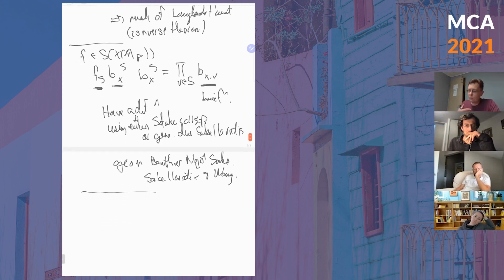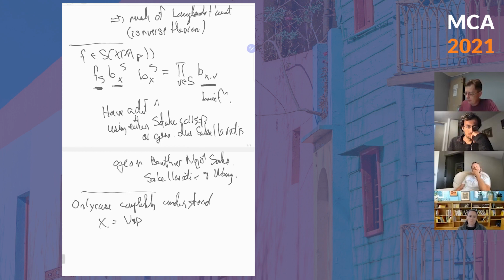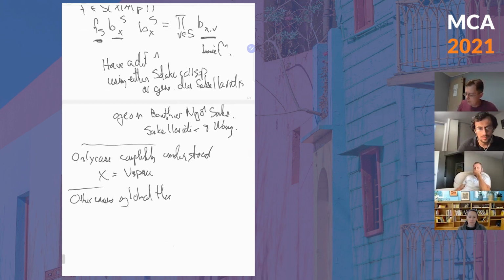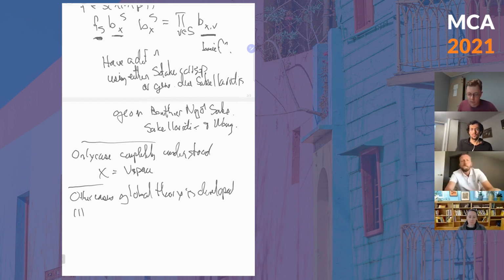Let's see in what sort of cases we know something globally. We actually know the Poisson summation formula. The only case that's completely understood is when X is a vector space. Of course, we understand Poisson summation there, but there are other cases where the global theory is developed, although in each of these cases, there are still some questions that remain.